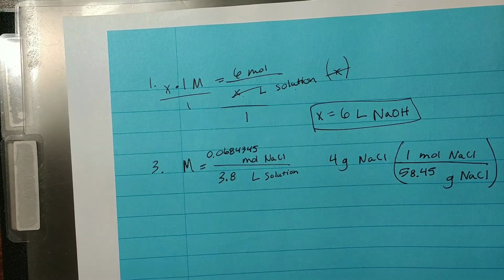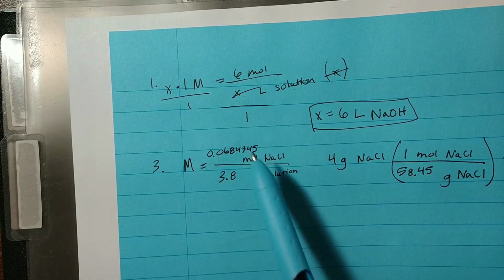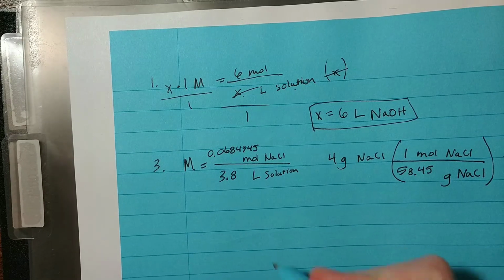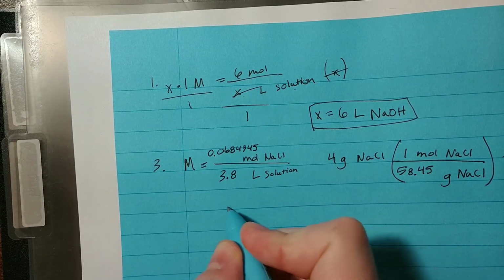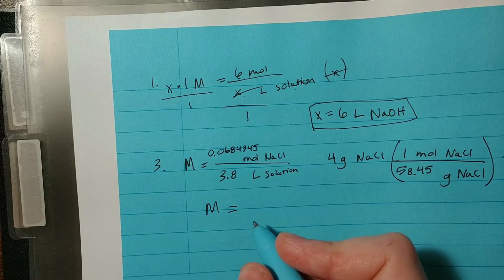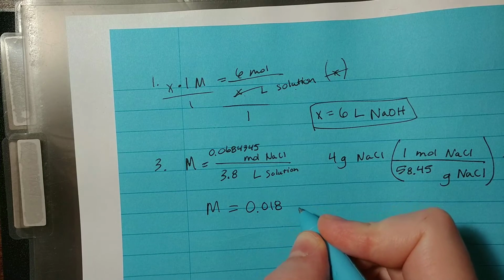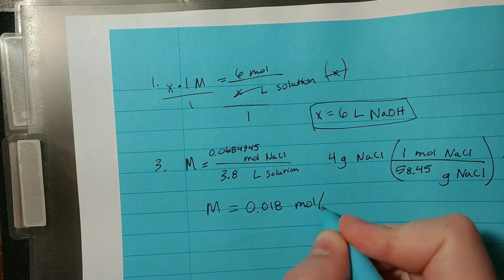But again, if you get something close to what I got, I can just tell you rounded differently, that's fine. So now we can take that number divided by 3.8 because we've got our equation set up and ready to go, and molarity will be equal to 0.018 moles per liter.